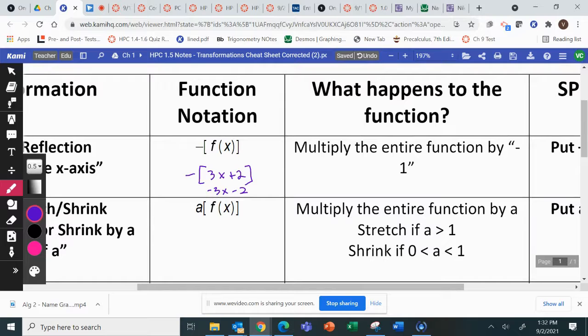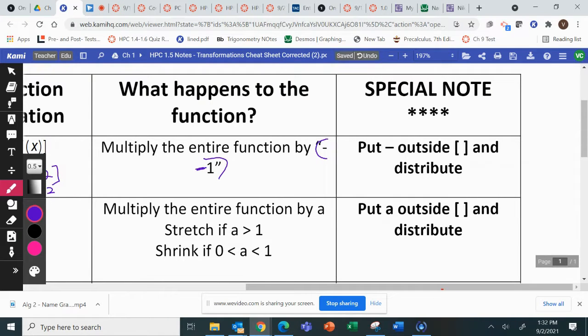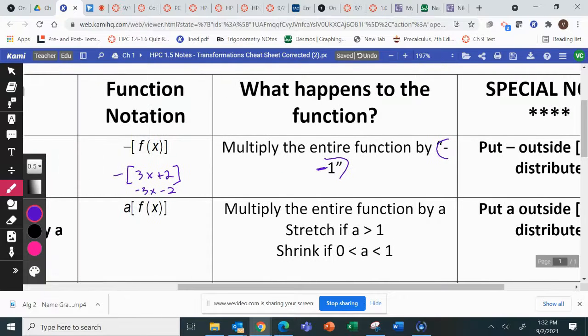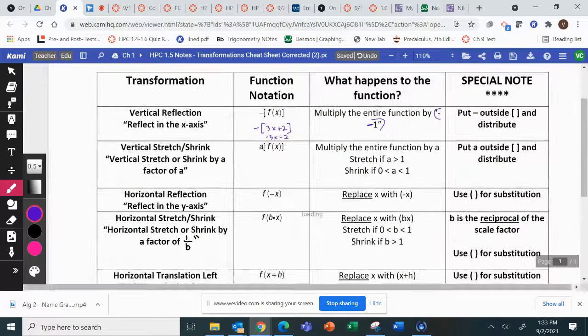What happens to the function? We multiply the entire function by negative 1. I don't like how it's like over here and then over here. Negative 1, okay. And then a special note, make sure that we put brackets around the function before we put that minus sign in front so that we don't forget to distribute if needed. We don't always need to, but sometimes we will. So that's reflecting it in the x-axis.